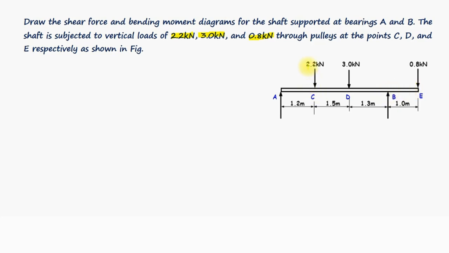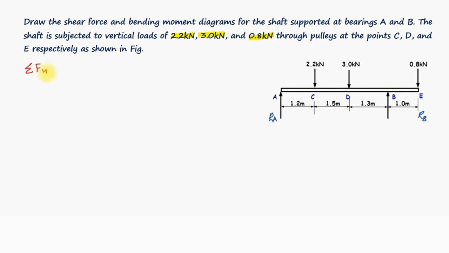At point C, 2.2 kilonewtons is acting. At point D, 3 kilonewtons is acting. At point E, 0.8 kilonewtons is acting. And these two bearings, A and B, are exerting reactions RA and RB respectively. The reactions RA and RB are acting in the vertically upward direction, whereas the remaining loads are acting in the downward direction.